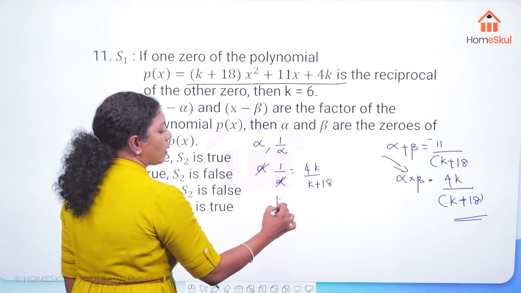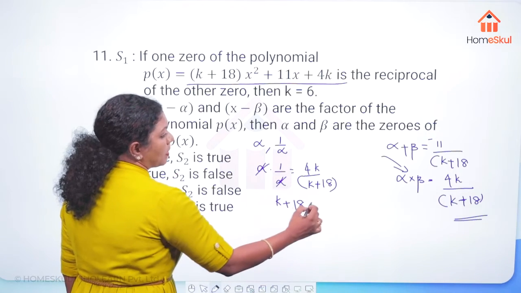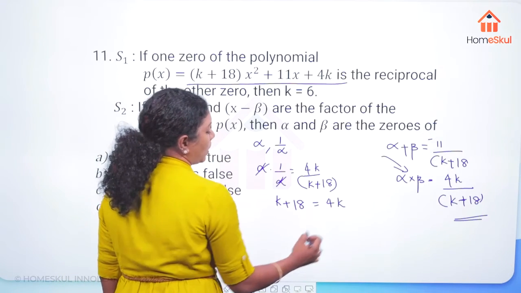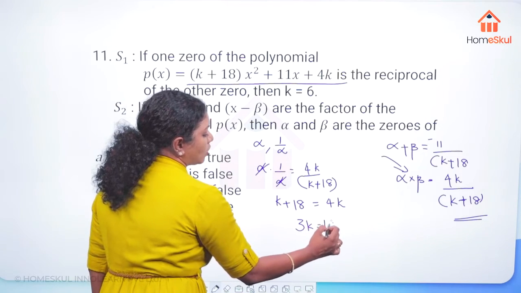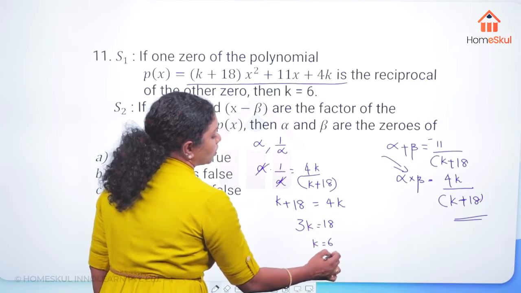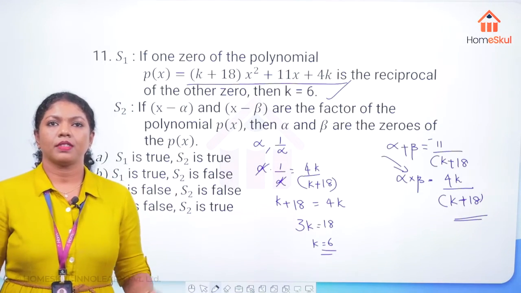So 1 into k plus 18 will be taken to the other side. So k plus 18 is equal to 4k you will get. Rearranging, 4k minus k, 3k is equal to 18. Therefore k is equal to 6. Yes, it is correct. Understood?